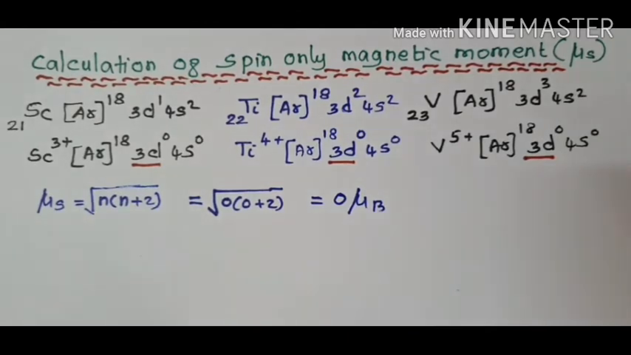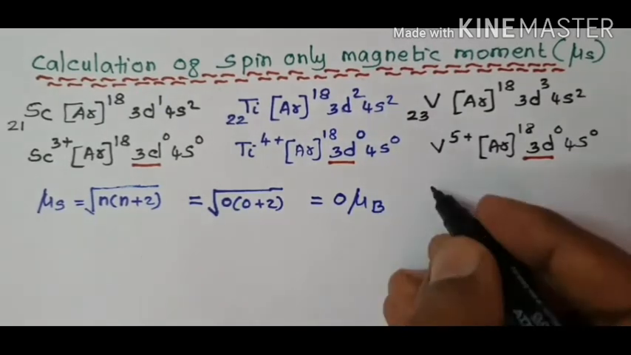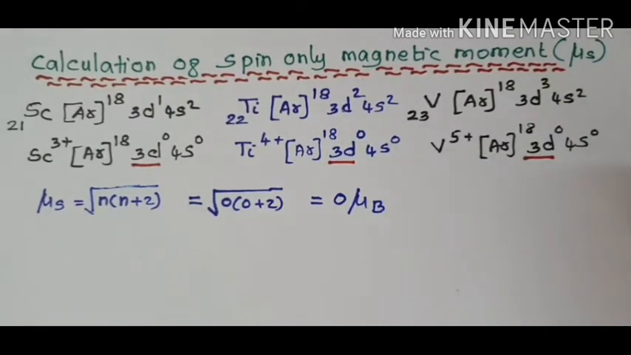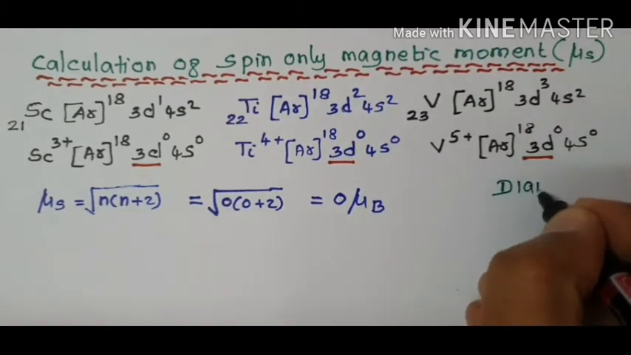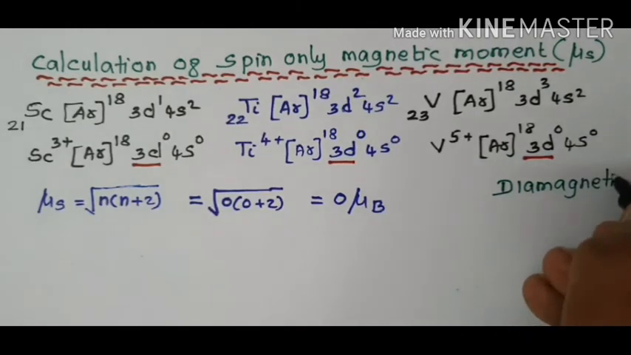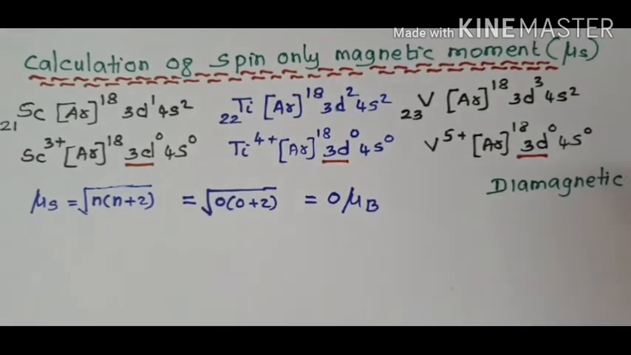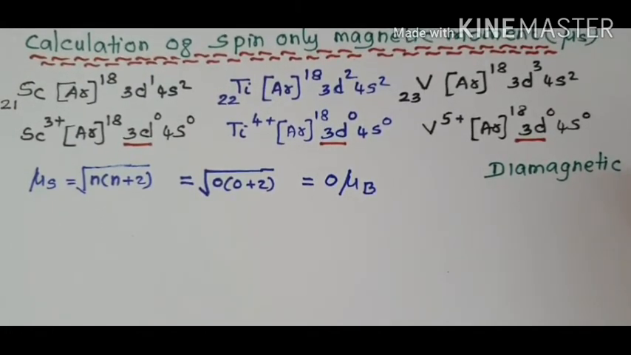Because it is 0 Bohr magneton, the unit of magnetic moment being Bohr magneton, it is diamagnetic in nature. Diamagnetic. Come to another type of ions.